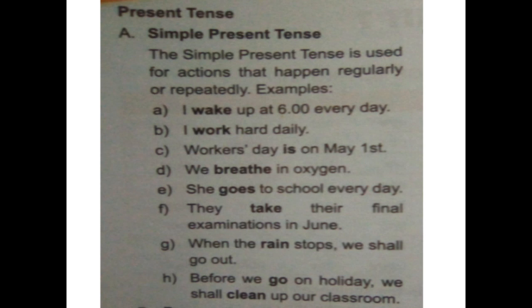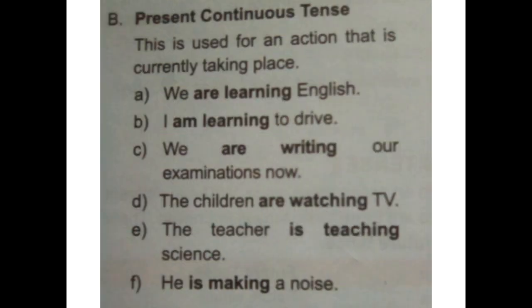Then the next one, which is present continuous tense. This tense could be regarded as an action that is taking place at the moment. Here he says this is used for an action that is currently taking place. That means it is a now action. We are learning English language. So it is an action that is going on.